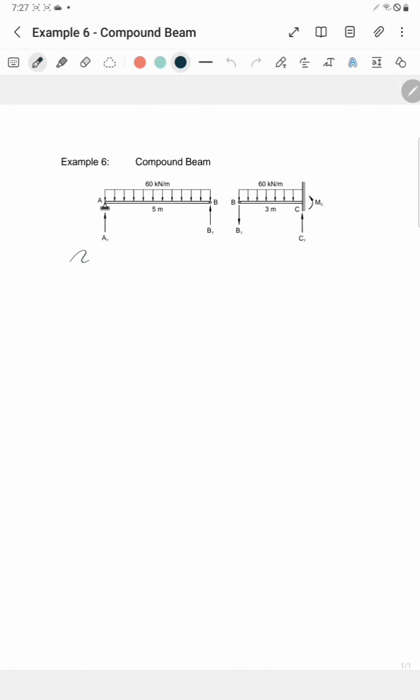Analyze muna natin yung segment AB. So to solve for the reaction at A, we take moment at B. So moment left of B, upward yung AY, so positive. The lever arm is 5. Downward yung load, so negative 60 times 5, and the lever arm 2.5. Then equal to moment at B, which is 0 kasi internal hinge. So that AY is equal to positive 150 kilonewton. So positive, tama assumption, the upward.